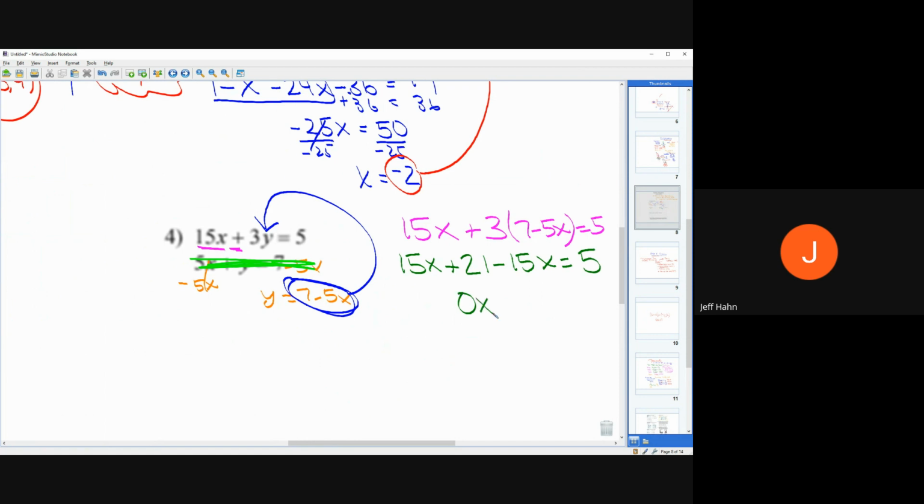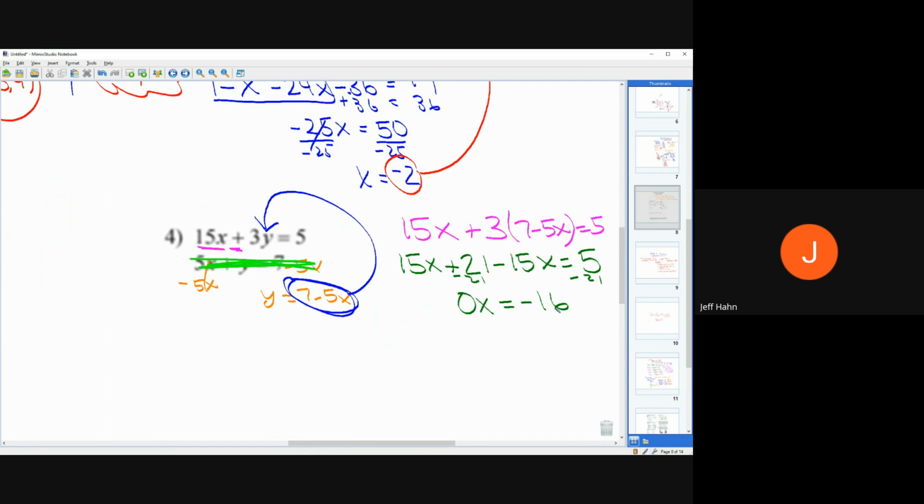Uh-oh, somebody say uh-oh. I'll subtract those 21 over. What happens when I subtract 21 from 5? I get negative 16. I am now going to get x by itself by dividing by 0, which I can't do. So let's see if we can make some deductions.